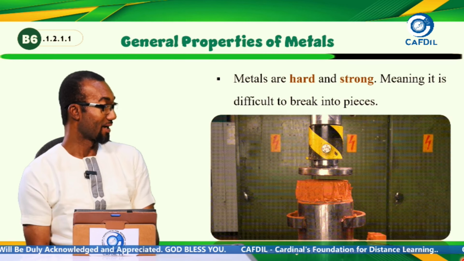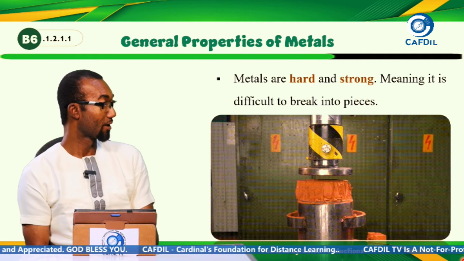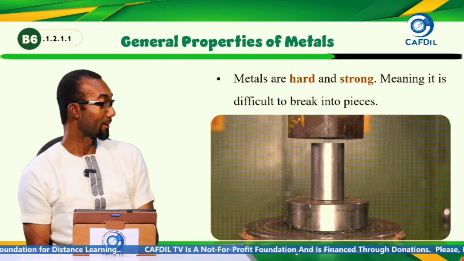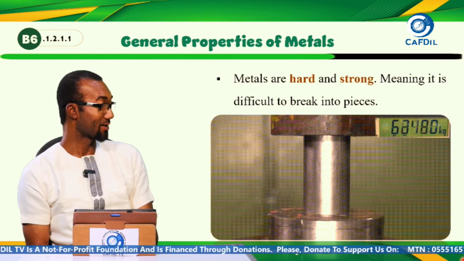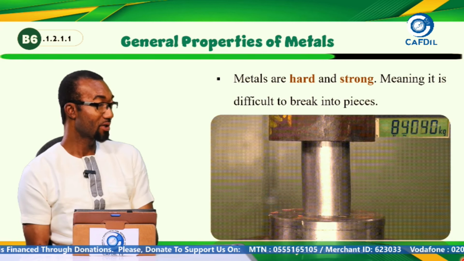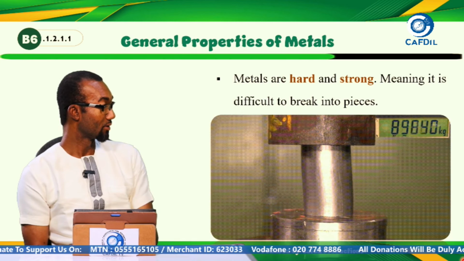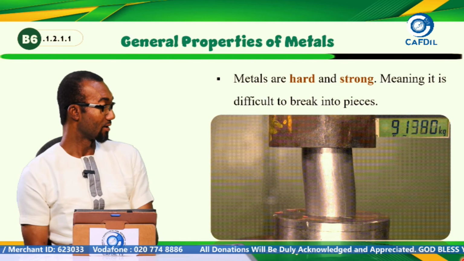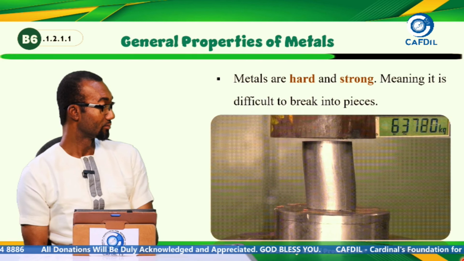So we will test and then we will bring metal to see if the metal will also break into pieces. So let's look at metal. If it breaks into pieces, then it means the metal is not hard and strong. So you see, you are looking at whether it will break into pieces. It's not breaking. More force is being applied to see if it will break. It's not breaking. They're just compressing it, but it's not breaking. It can't even go anymore.